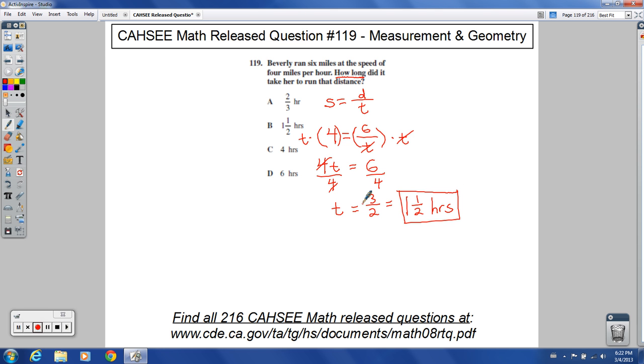Now, I think there were easier ways to do this one. I showed you kind of the long way to do this one. But if she's running 6 miles at the speed of 4 miles per hour, isn't it going to take her a little bit more than an hour, but less than 2 hours to run 6 miles? It's in there somewhere.